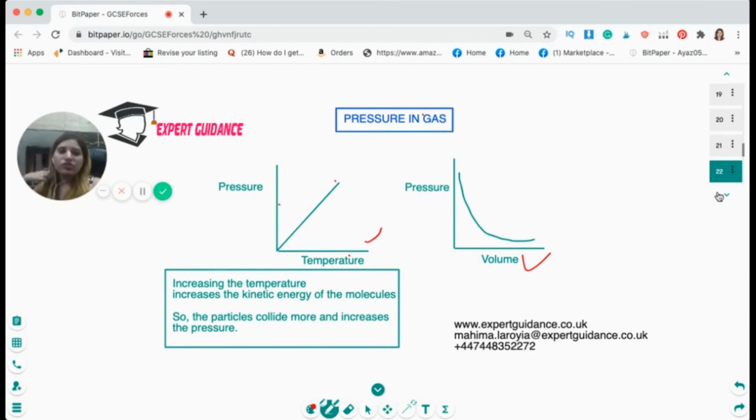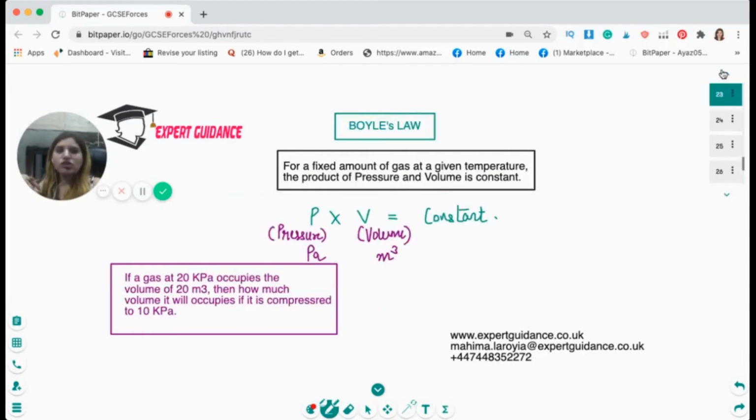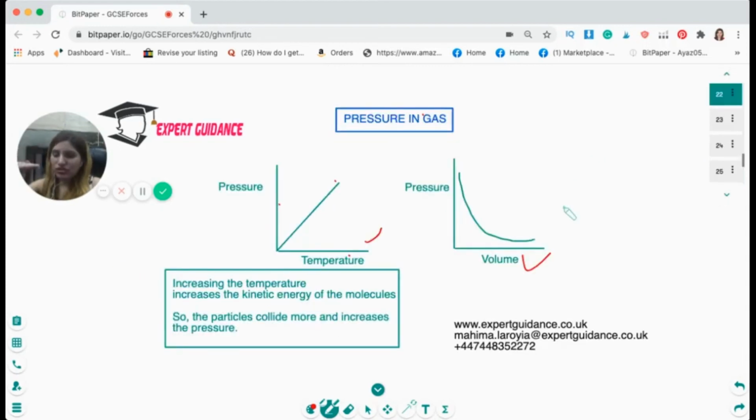Whereas the volume and the pressure are inversely proportional. So as you increase the pressure, the volume decreases. As you release the pressure, you increase the volume, the particles get more space. They do not bump into each other too often, so the pressure goes down.